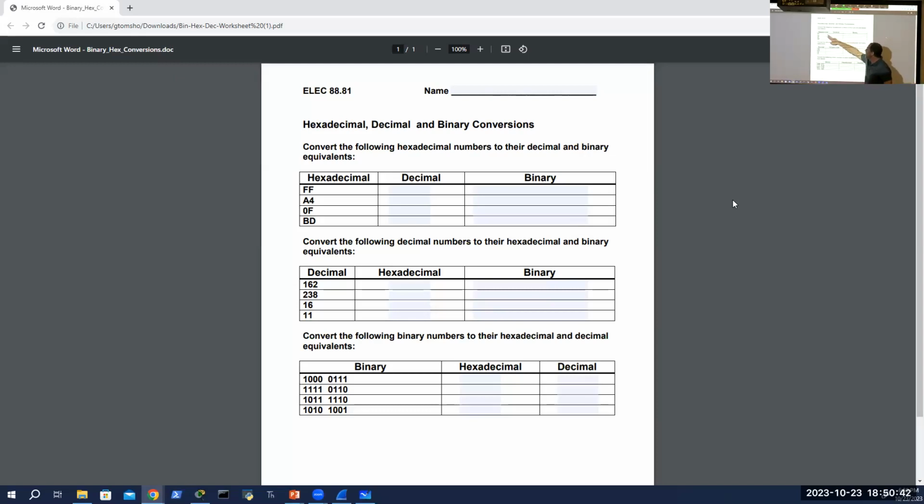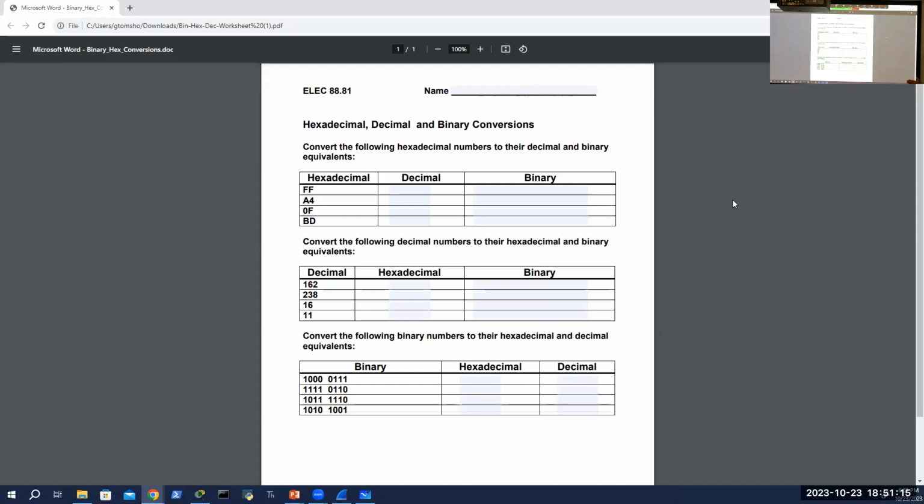So FF, what is it in decimal? The biggest number that you can represent with 8 bits, right? Because FF is the biggest hex number that you can represent with 2 digits. And what is that in decimal? What's the biggest number you can represent in decimal with 8 bits? 255. Yeah. So FF is 255. That one should just stick with you. FF is 255 because it's 8 bits.